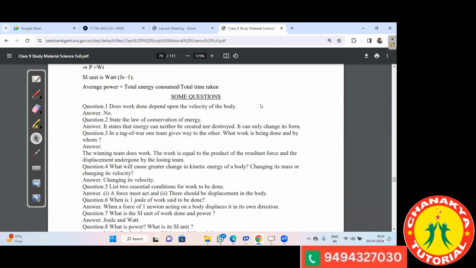Okay, so first question is, does work done depend upon the velocity of the body? The answer is no. Work done depends on force and displacement. From the formula, we have work done equal to force into displacement. So work done depends only on force and displacement and not on velocity. The second one, state the law of conservation of energy. The law of conservation of energy states that energy can just change from one form to the other and it can neither be destroyed nor be created.